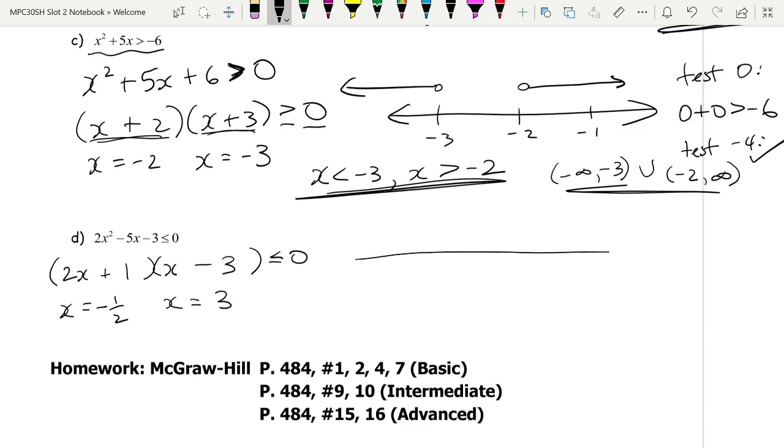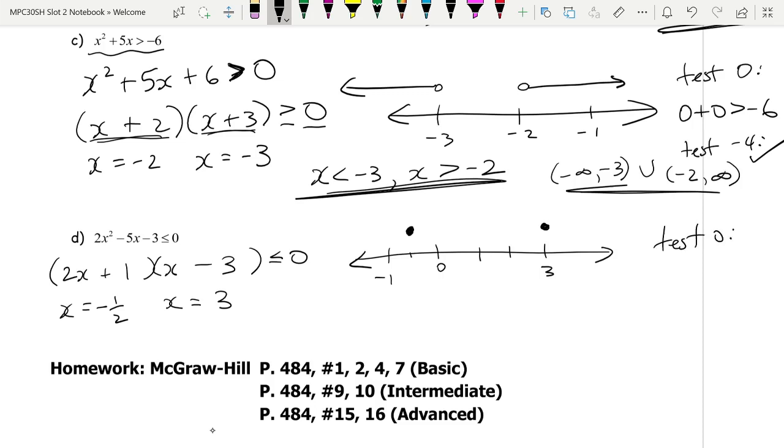So let's put that on a number line, see what happens. There's negative 1, 0, 1, 2, 3. Okay, so what kind of dots do I have? At negative 1/2, I have a solid dot. And at positive 3, I have another solid dot. Oh, you know what? I already drew the line. Okay, let's test 0.